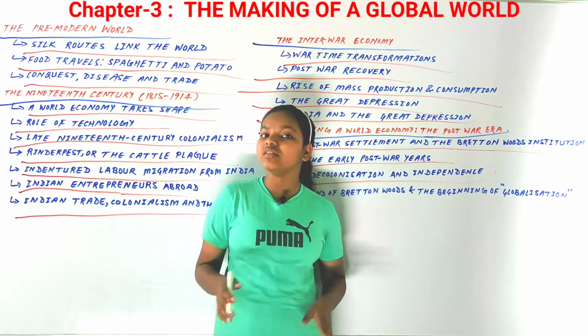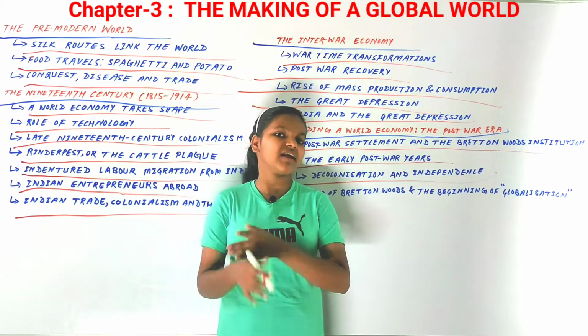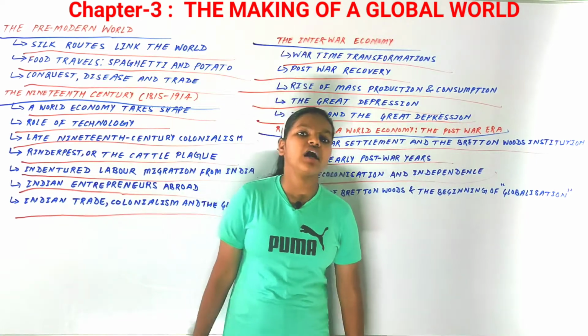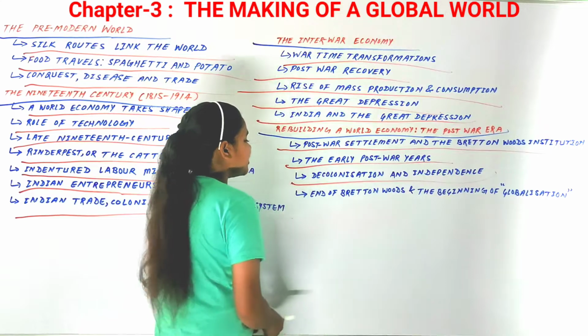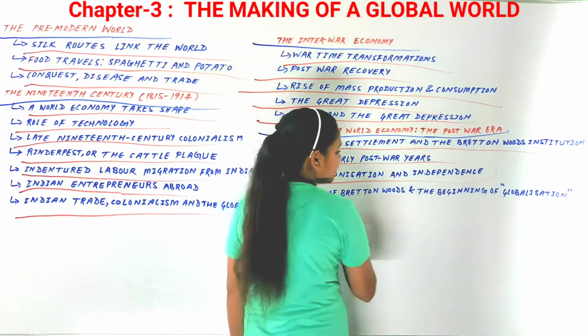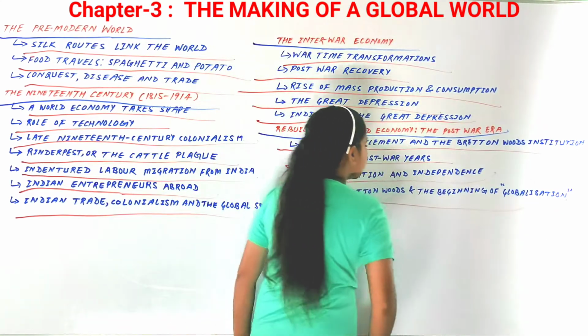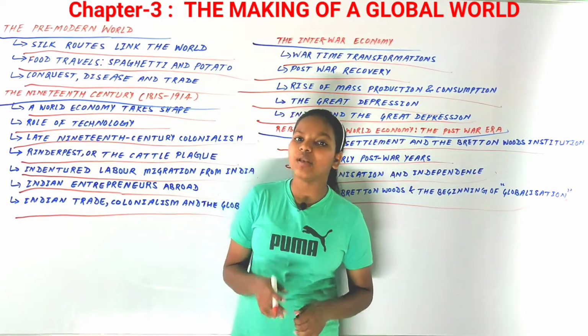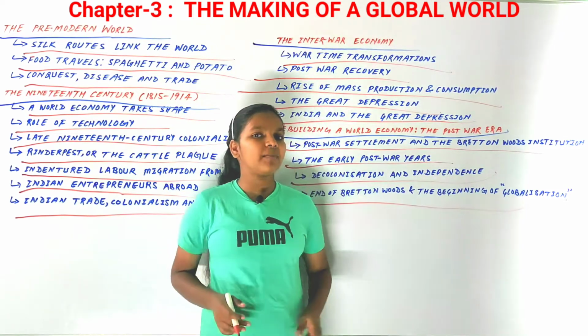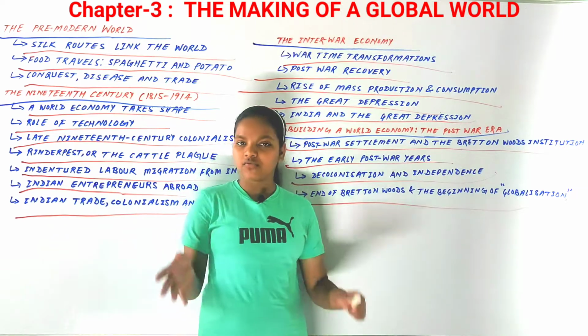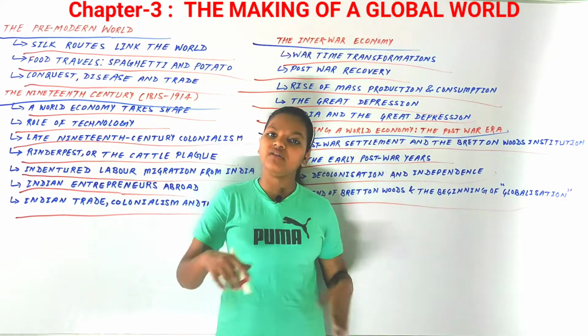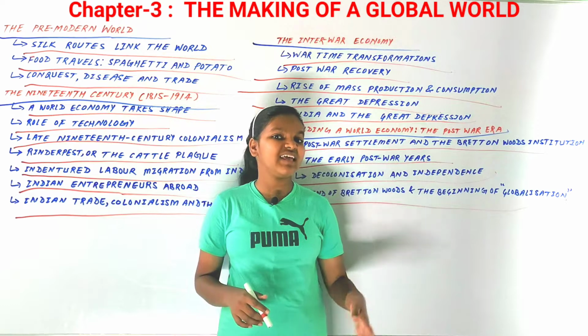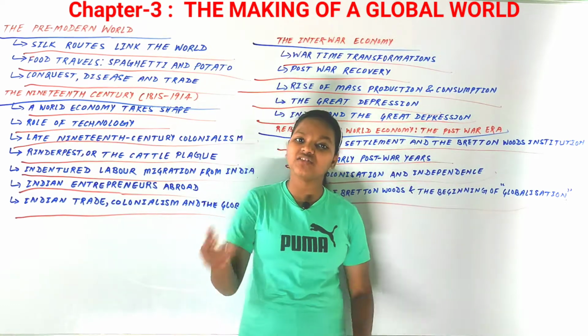So that was the independence of India, China, and many other Asian countries. Now the next and last topic of this chapter is the end of Bretton Woods and the beginning of globalization. What happened was that now it was good. The economic development was okay. There was stability in the economic development and the political situations.